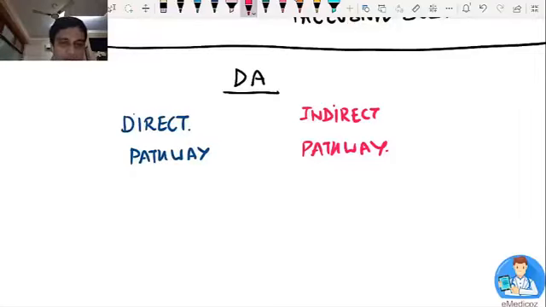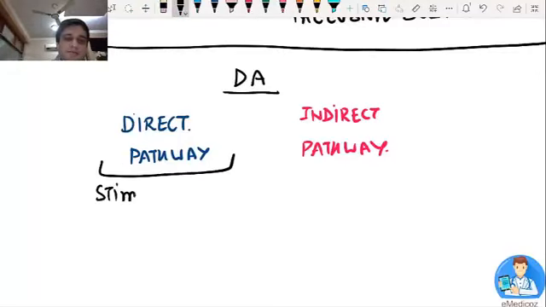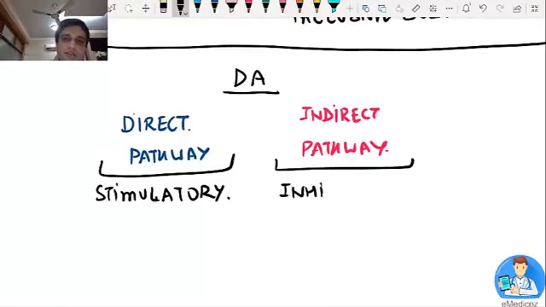Now find this out. Direct pathway, indirect pathway. As the name goes, the direct pathway gives me a direction. So it is basically seen as a stimulatory pathway, while the indirect pathway on the other end gives me inhibition. So it is always known as an inhibitory pathway. Just imagine this in a very simple nature: I want to do an activity, I want a stimulation.